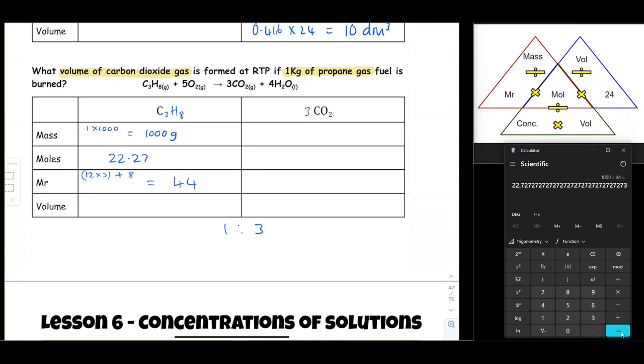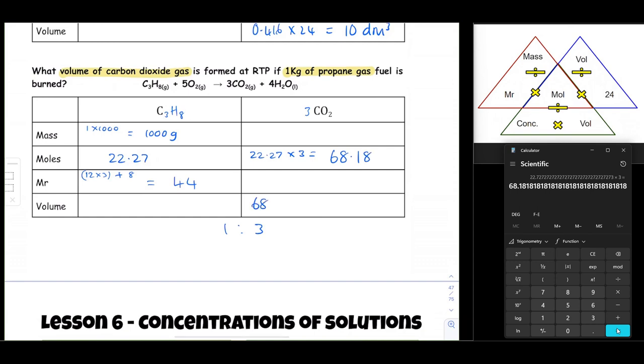Equals 22.27 moles. Because I've got a 1 to 3 ratio, I do 22.27 times 3, but I keep my calculator value so I don't get a rounding error. So I times that by 3, 68.18 moles of carbon dioxide produced.